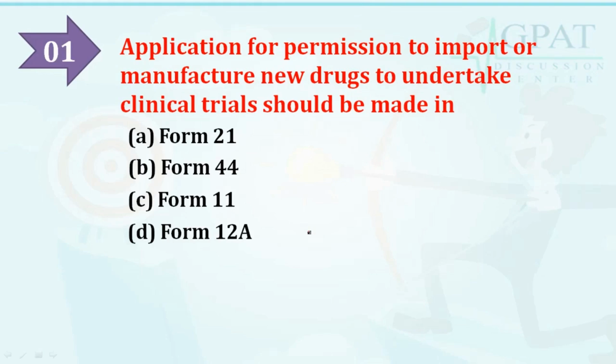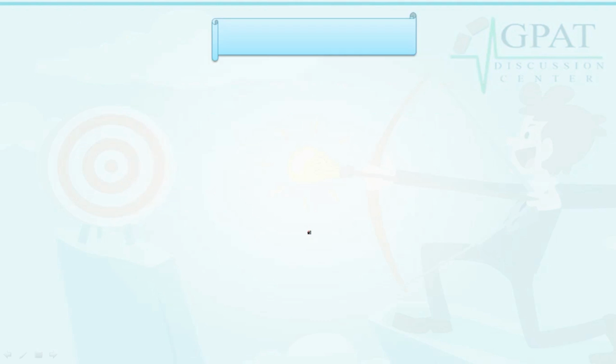First question is, application for permission to import or manufacture new drugs to undertake clinical trial should be made in. Options are form number 21, form 44, form 11, form 12A. And the right option is form 44. Let's discuss all the form numbers and their meanings.